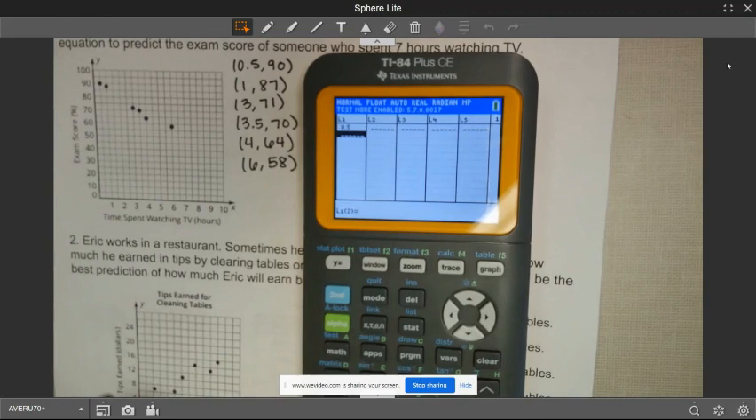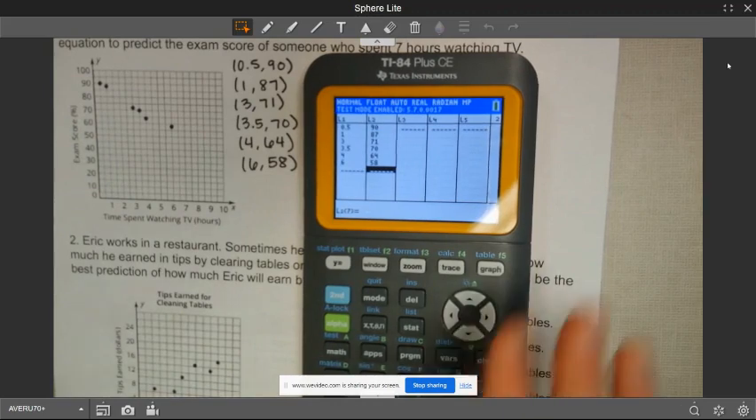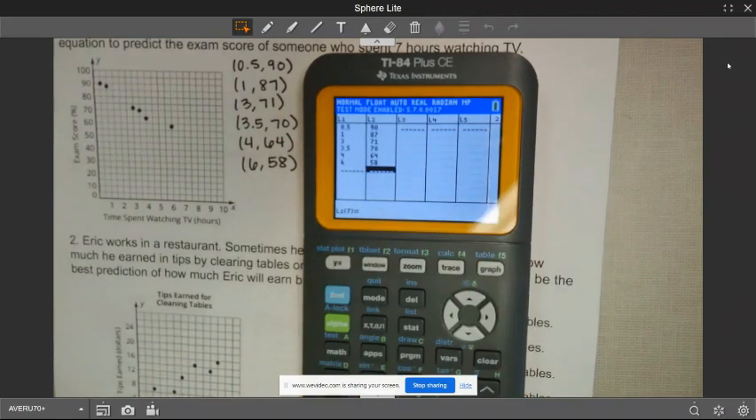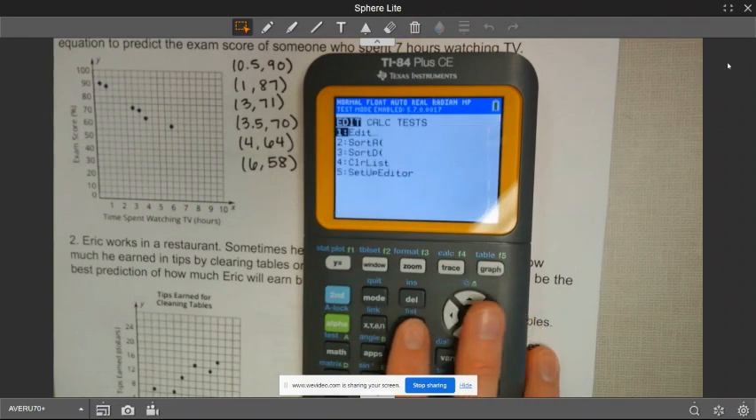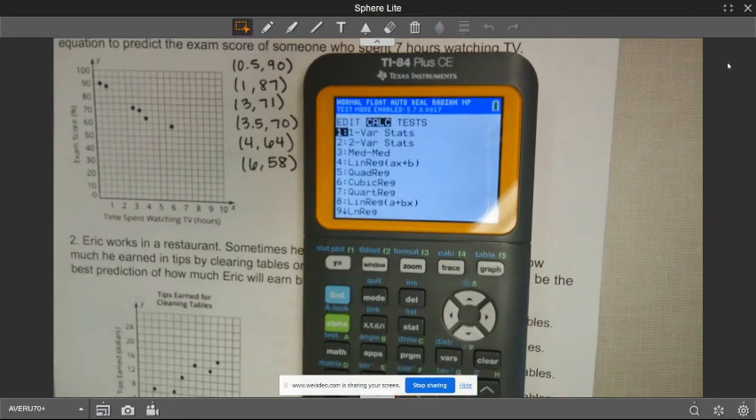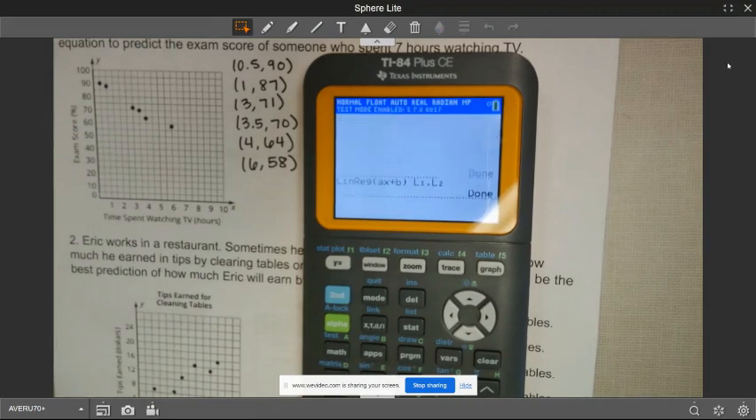And then I'm going to type 0.5, 1, 3, 3.5, 4, and 6. Then I'm going to use my arrow key to move over to list 2 and type my y values. So we have 90, 87, 71, 70, 64, and 58. Okay, now all of that is completed. I need to calculate the linear regression. So we're going to hit stat, use the right arrow to go over to calc. Then you're going to hit 4, enter until the screen changes.